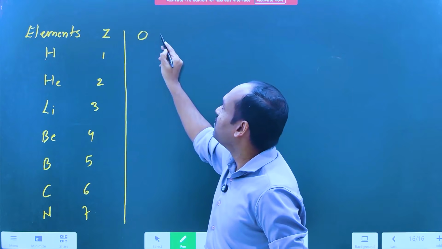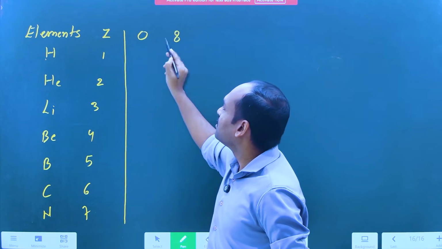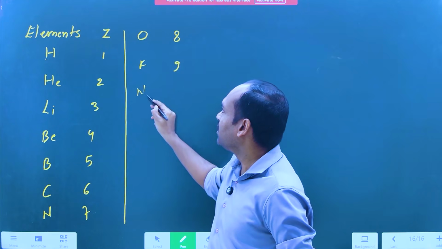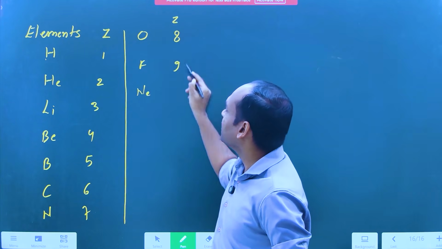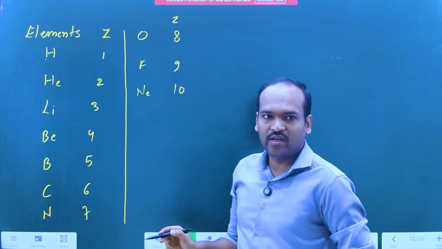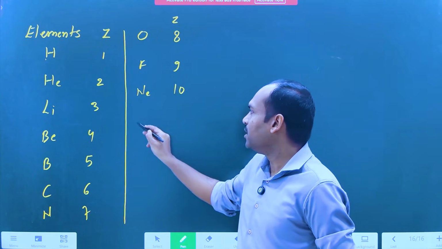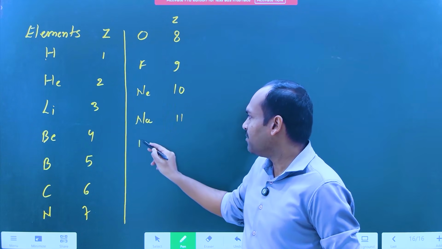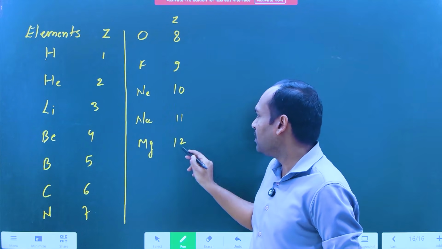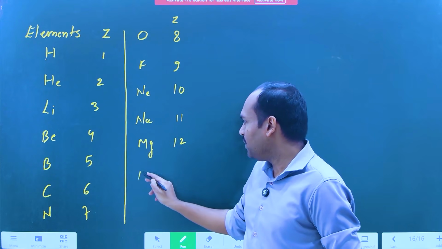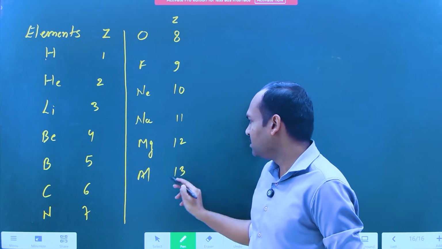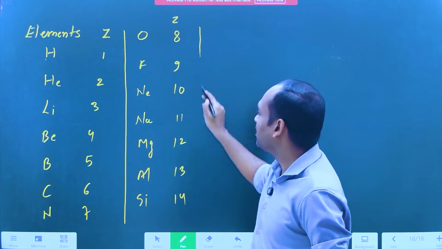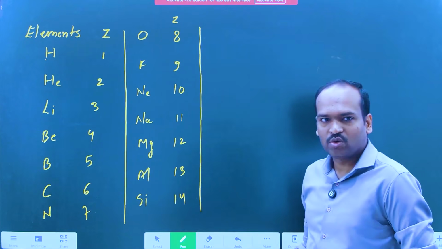Oxygen, atomic number 8. Fluorine, atomic number 9. Neon, this is Z I am writing, neon 10. Then sodium, atomic number 11. After sodium, magnesium 12. Then aluminium 13. Silicon 14.